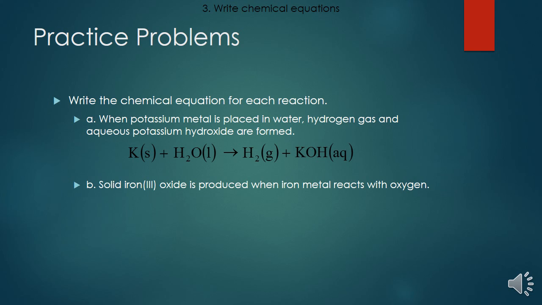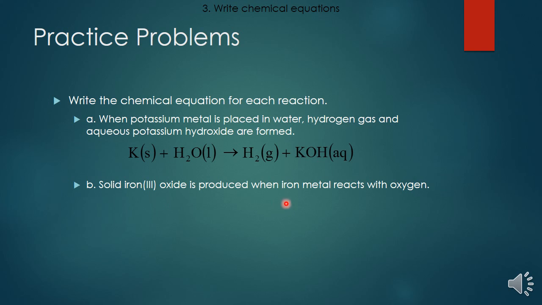All right, last practice here. Again, go and try this on your own. We have solid iron 3 oxide is produced when iron metal reacts with oxygen. Notice on this one, the first substance in the sentence is actually a product. We're told that solid iron 3 oxide is produced. Oftentimes, students will look at this, they'll see the iron 3 oxide come first in the sentence, and they'll automatically put it on the left side of the equation. Notice how the sentence is written here. We're told that that substance is produced when something else occurs. So this is the product.